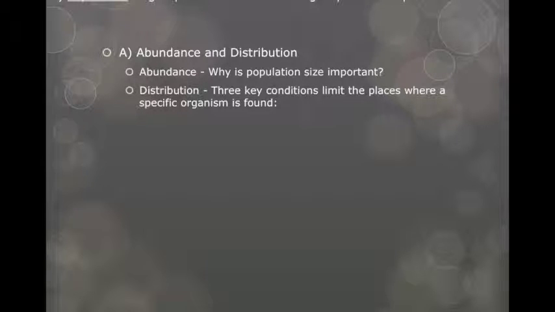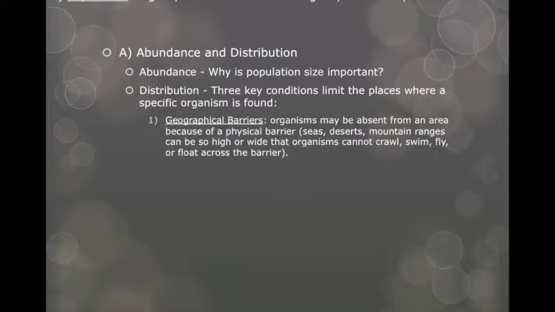And there are 3 key conditions that limit the places where a specific organism can be found. The first is geographical barriers. For example, oceans, deserts, mountain ranges, basically barriers that prevent an organism from getting from point A to point B, whether it's by crawling, swimming, flying, or say floating across the barrier. And I want to point out that there are some incredible exceptions to this rule, most notably some bird migrations.